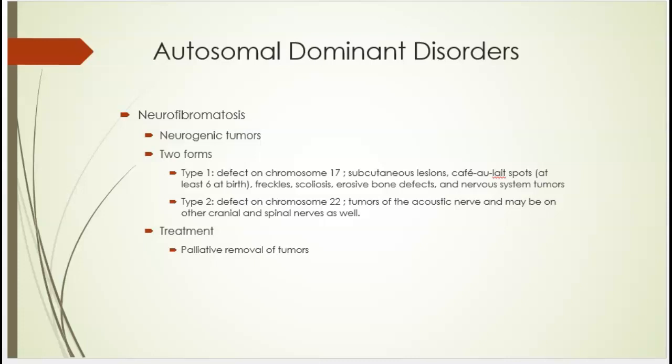Type 2 is not as common as type 1, but the difficulty with this is it can affect the acoustic nerve, and it could affect other cranial nerves and spinal nerves as well. But the problem with damaging the acoustic nerve is you can lose hearing and or have balance issues, because don't forget the acoustic nerve is also the vestibulocochlear nerve. It affects balance and hearing.